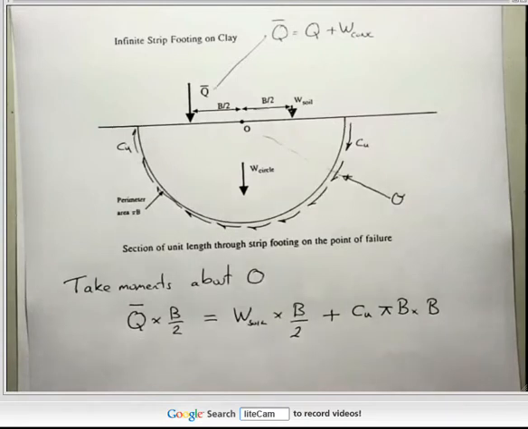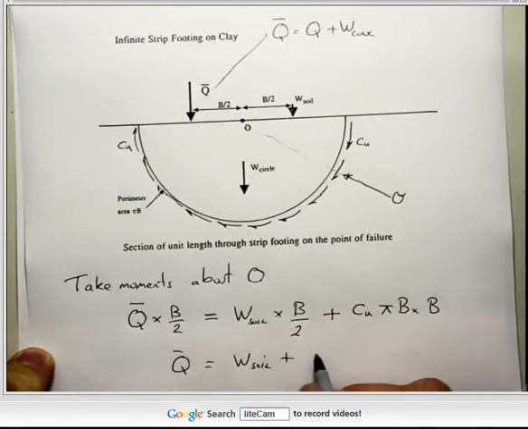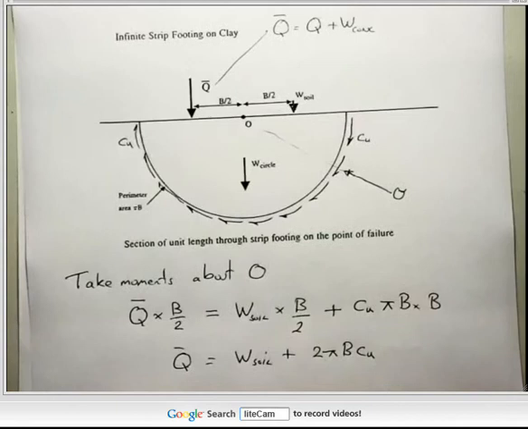So what we can say from that is Q bar equals W soil plus 2 pi B Cu. And that is the bearing capacity of that foundation on that mechanism. So in 2 lines, we've got to the answer, which is why I chose this particular mechanism.